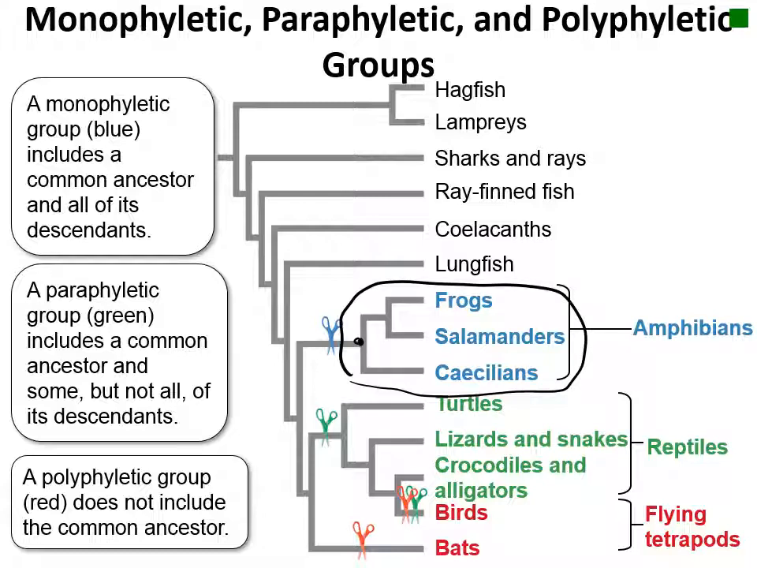Evolutionary relationships are more challenging if you are studying a paraphyletic group or a polyphyletic group. A paraphyletic group, such as the reptiles shown in green, is a group that includes the common ancestor but only some of its descendants. For example, birds are not part of the group, but they evolved from reptiles. Polyphyletic groups, such as bats and birds, do not share a common ancestor.